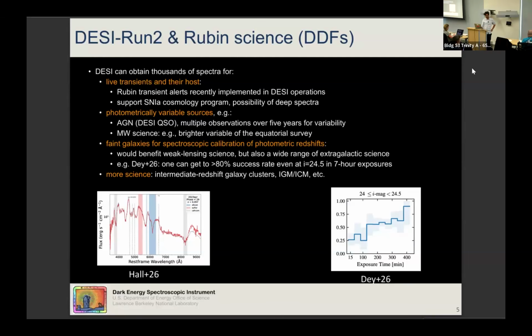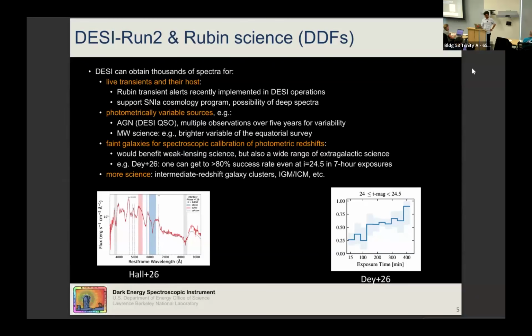Then also DAISY can observe thousands of spectra for photometrically variable sources like AGN, so we can have a large timeline of several years here, and also for Milky Way science. And also for all the weak lensing science, DAISY can obtain spectra for faint targets to calibrate the photometric redshifts fundamentally. It has been demonstrated, for instance, that it can have a pretty high success rate even for reasonably faint sources.